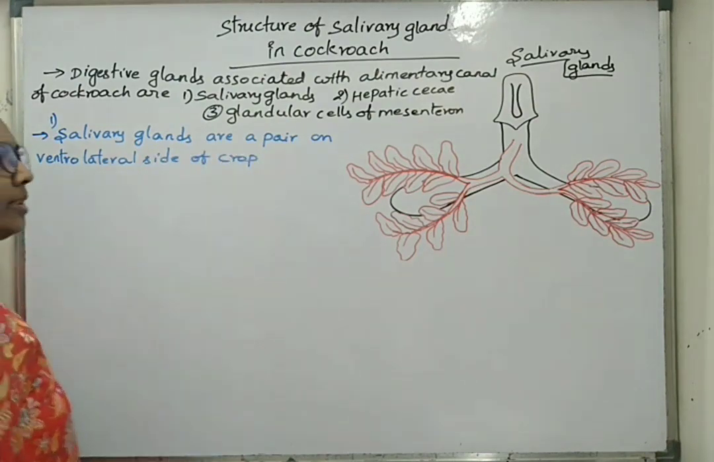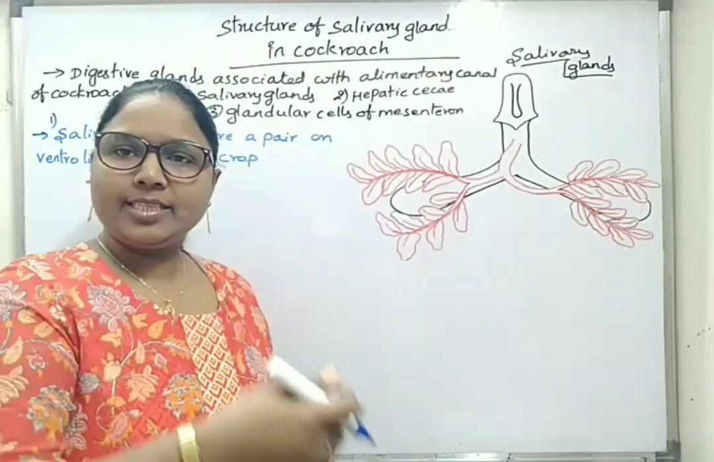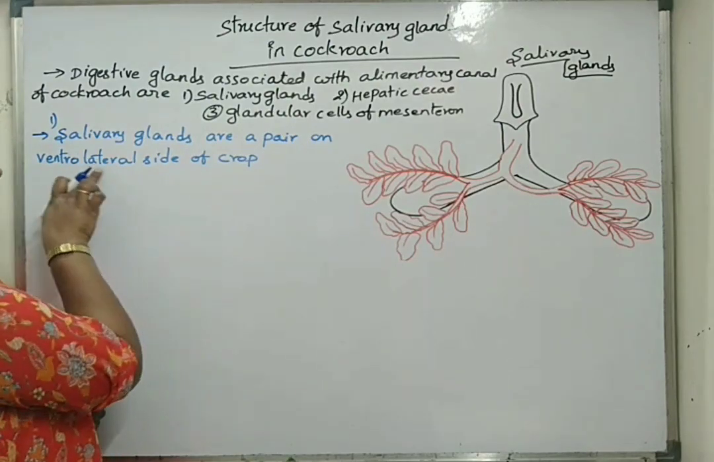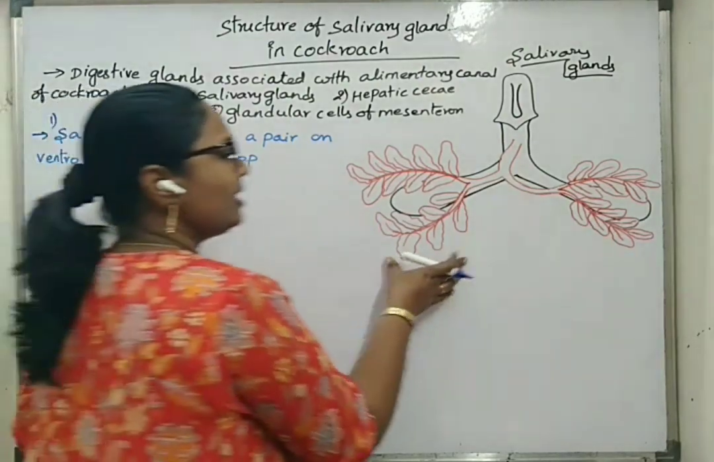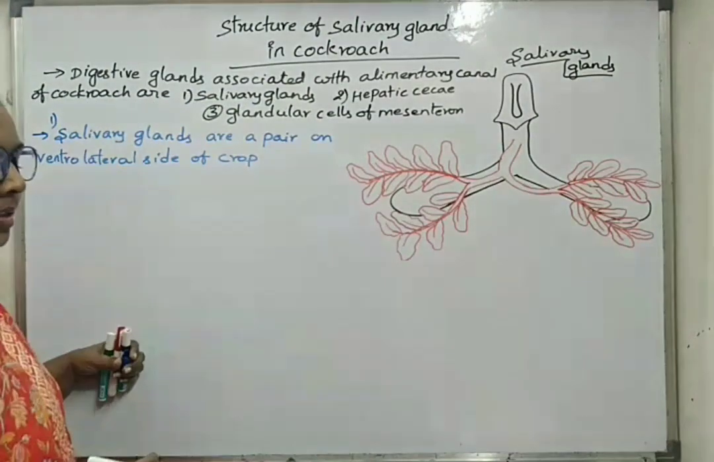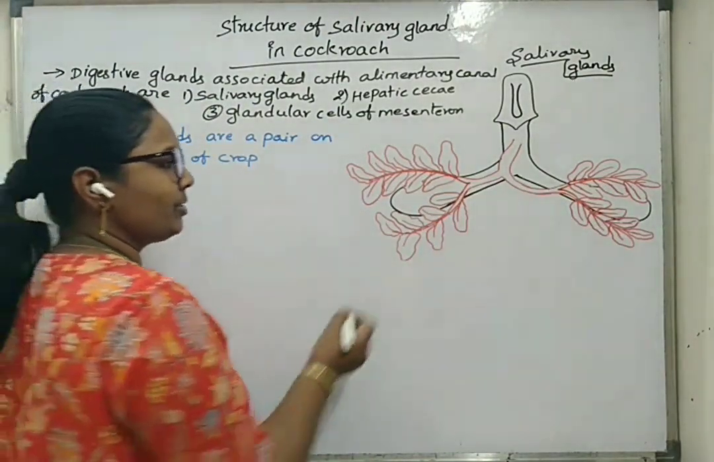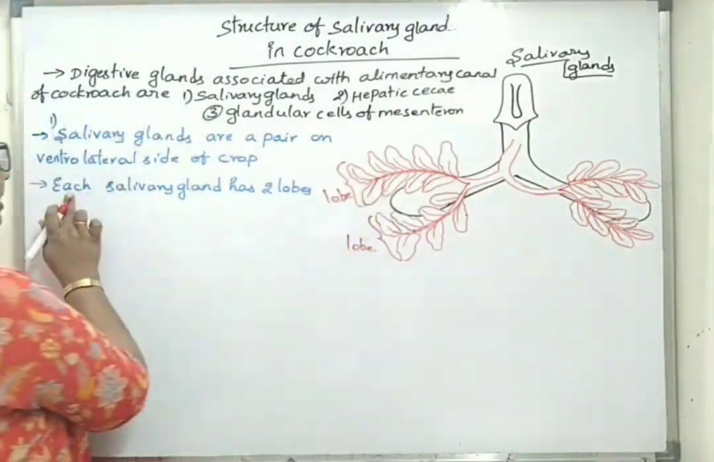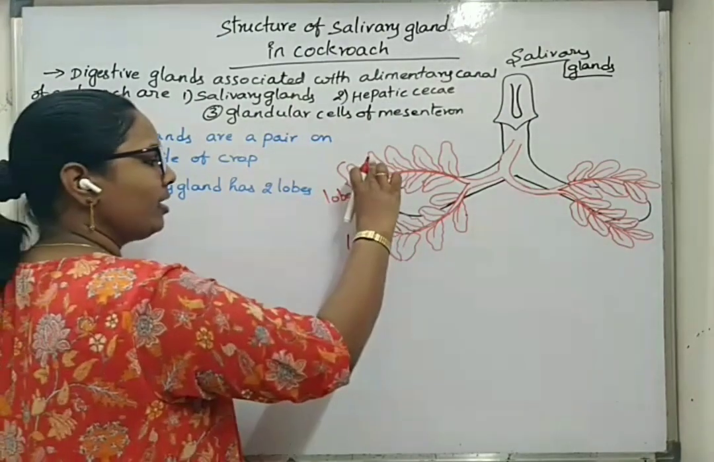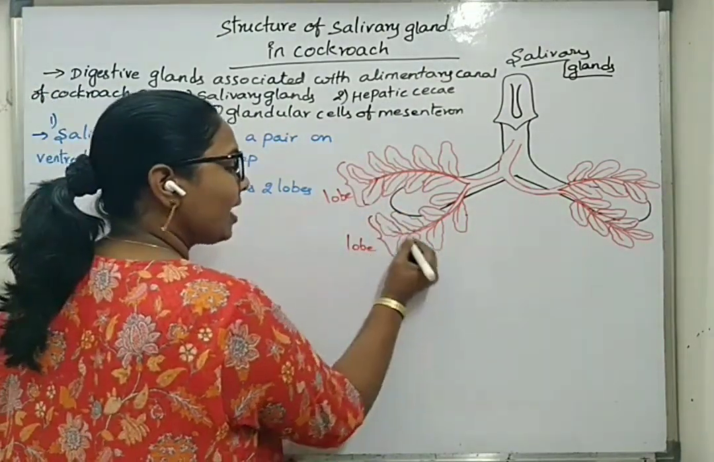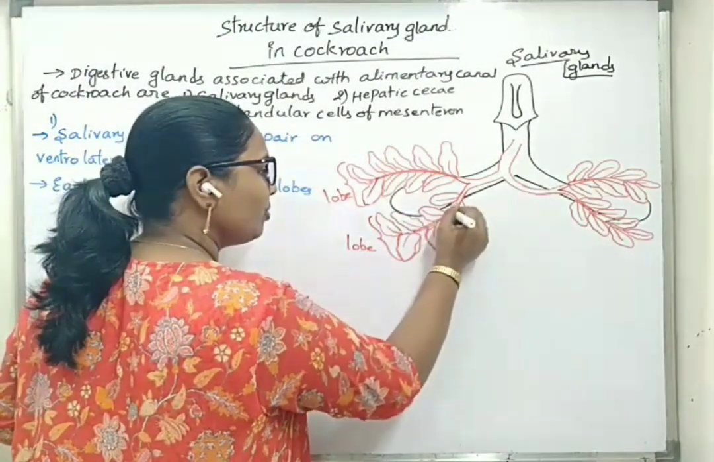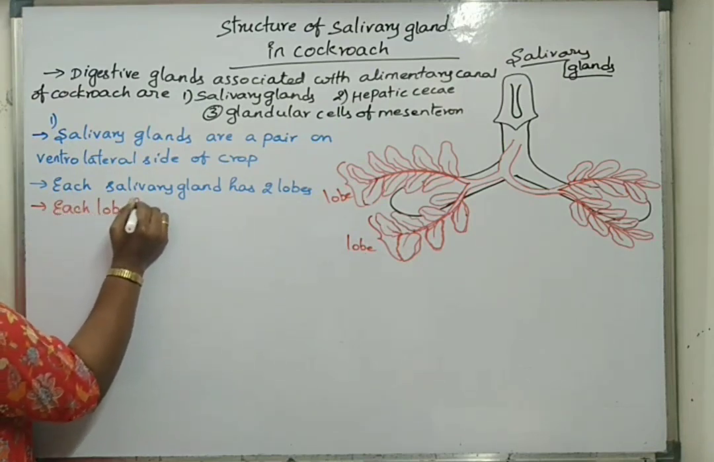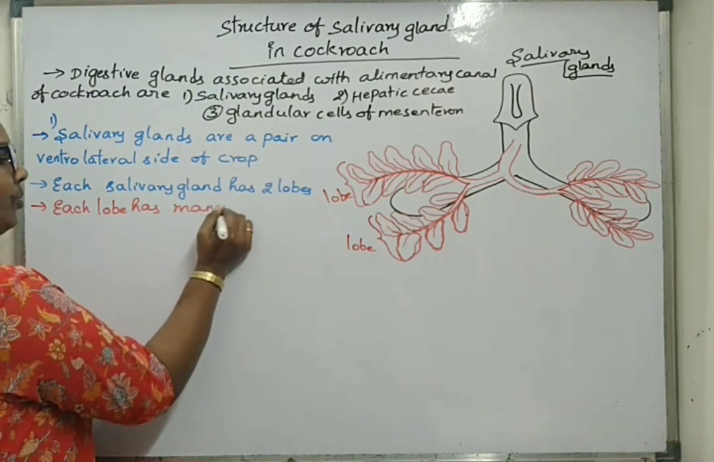of crop. In alimentary canal, we see after pharynx, esophagus, there is a big sac-like structure called as crop. On that crop, on its ventral and lateral side, on either side of the crop, there is a pair of salivary glands. So, salivary glands have two lobes. This is one lobe and this is other lobe. Each salivary gland has two lobes. Each lobe has many lobules, 1, 2, 3 like this.